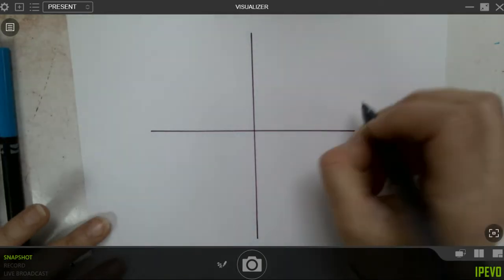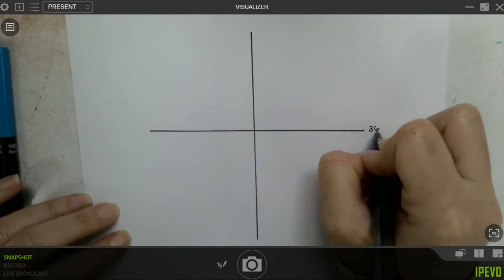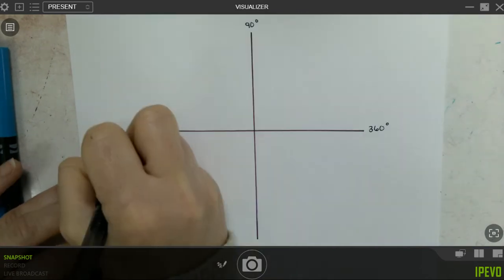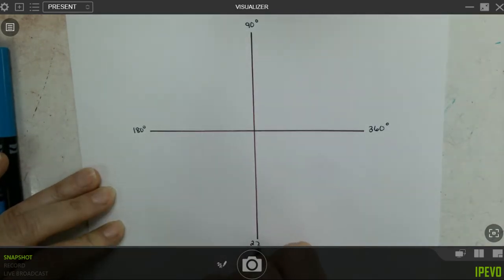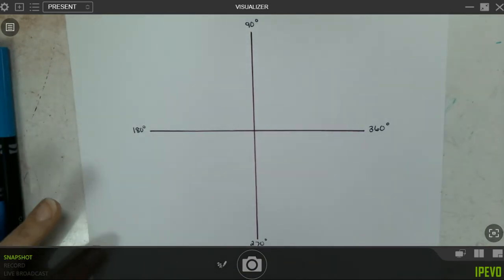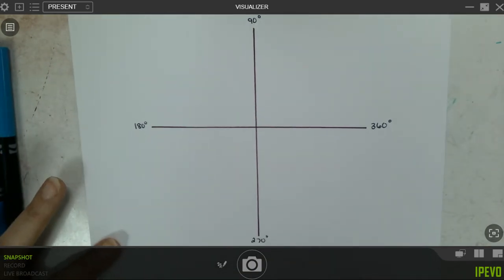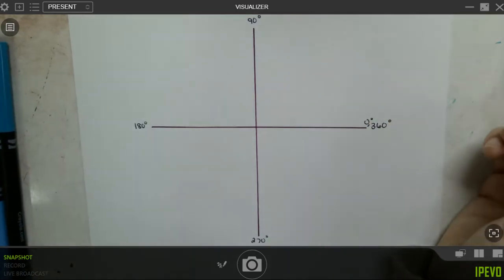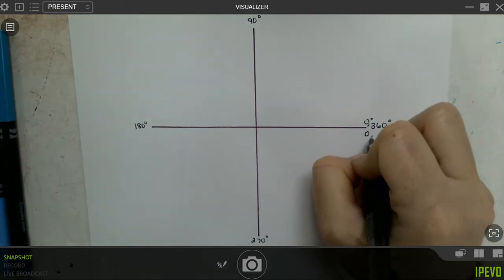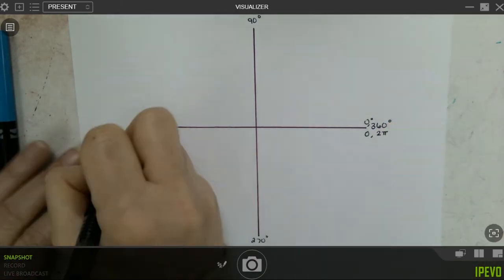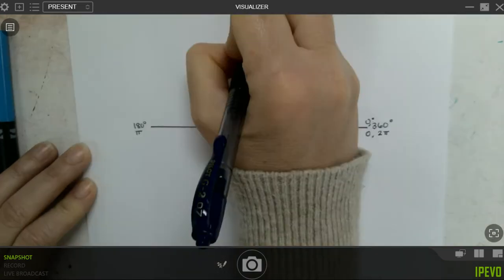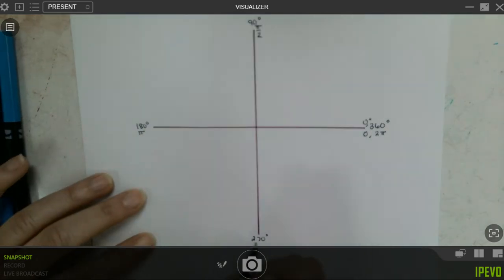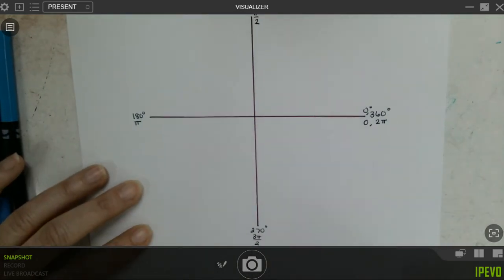We know that this is 0 and 360 degrees, 90 degrees, 180, and 270. I think everybody knows that and is pretty comfortable with it. This, and I'll put the 0 here also, it's 0 degrees and 360. In radians, it's 0 and 2 pi, which if you remember made this one just pi. This is pi over 2 because it's half of pi. And this is 3 pi over 2 because it's 1.5 pi.